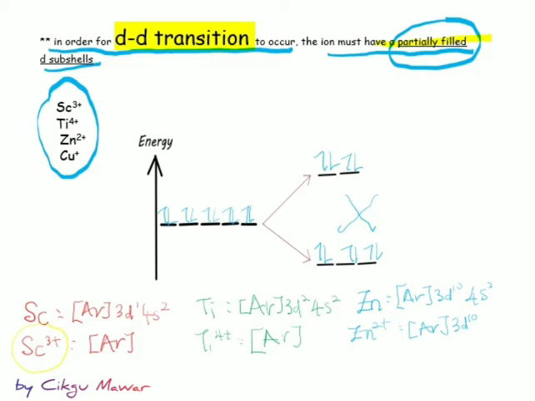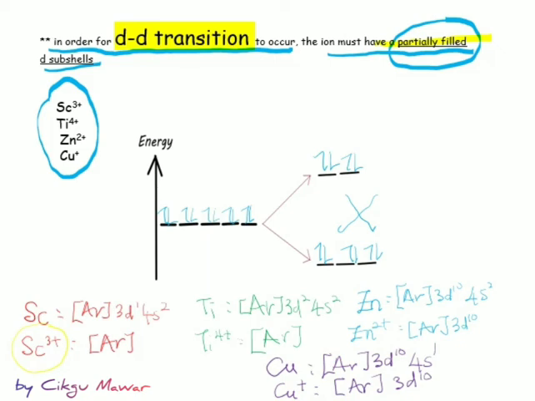Now we take a look at the last one, copper. Copper is 29, so argon, and we have an exception here: 4s1 3d10. Since it forms copper 1 plus, it removes the last electron, so it is left as 3d10, the same as zinc 2 plus ion.